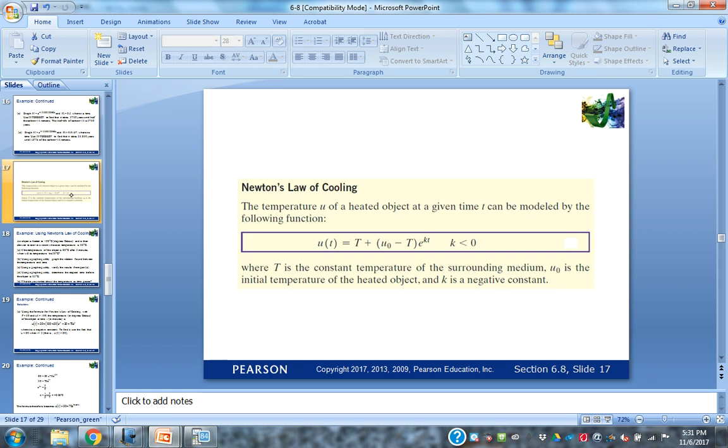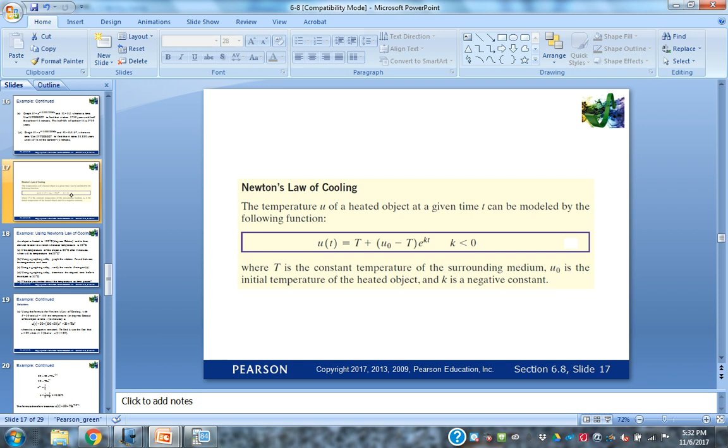Kind of a morbid example, but it's a good example for what you use this for. U sub 0 is the initial temperature of the object. If it was a person, the initial temperature is usually 98.6, their normal core temperature. But if you had a piece of metal that you heated to 300 degrees and then laid it down on the floor and came back 30 minutes later and measured its temperature, the initial temperature would be the 300 degrees.